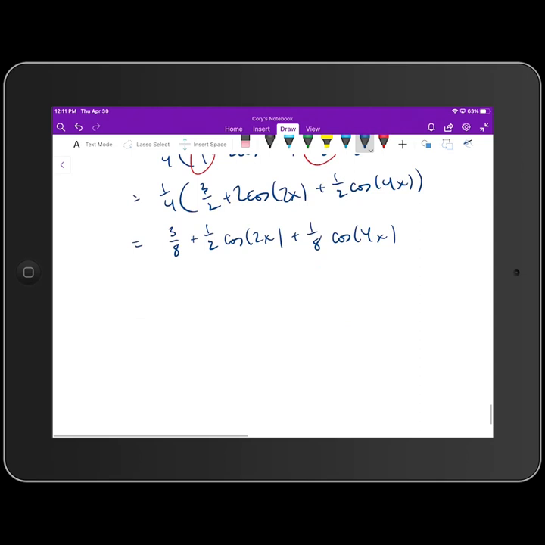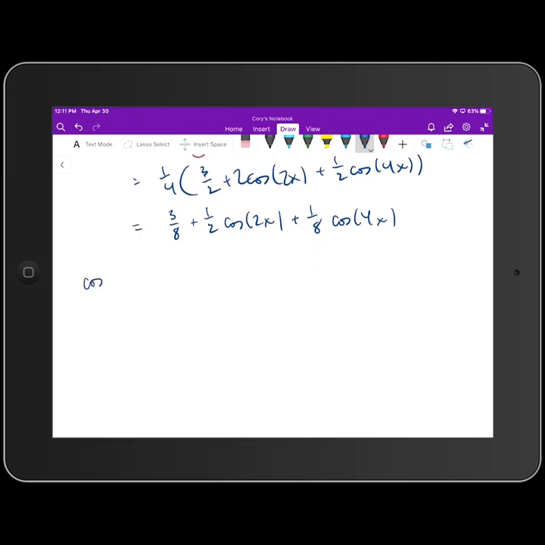Okay, I want you guys to use the same technique to rewrite the cosine of x raised to the 4th power. So go ahead and pause the video to do that. When you're done, you can turn it back on and check your work.